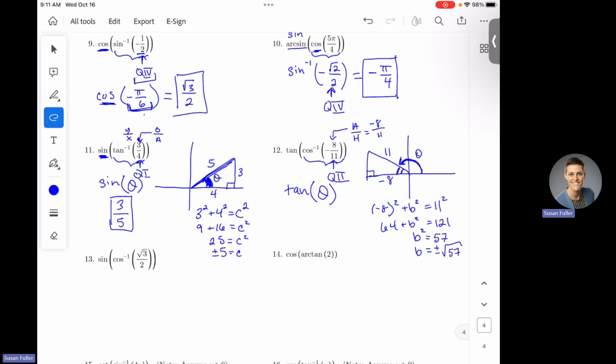Now we're going to have to look at our triangle and figure out, is this going to be a positive square root of 57 or a negative square root of 57? Yep, it's positive because in quadrant 2, our vertical y value is positive, and so this is going to be positive square root of 57. And now I can finish this and take the tangent of my reference angle here. I'm going to do the opposite side, which is the square root of 57, over the adjacent side, which is negative 8, and that is going to be the ratio that is the answer to this problem.